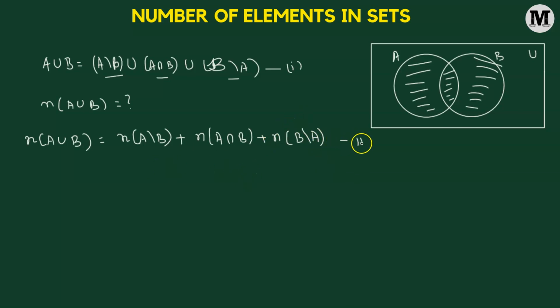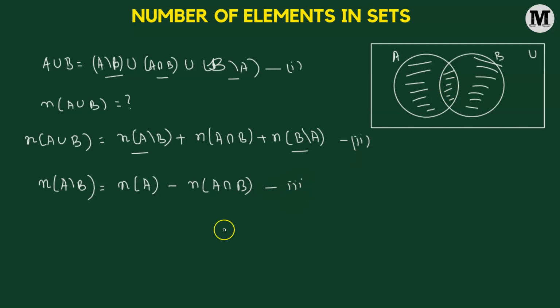Now we're going to label this as number 2. Our goal will be to define the total number of elements in A minus B and the total number of elements in B minus A. So let's do that. The total number of elements in A minus B, from the Venn diagram, it's clear that we're considering all the elements of the set A, and from here we are subtracting the elements that are common to A and B. From the Venn diagram, this is quite evident. So we're going to label this as number 3.